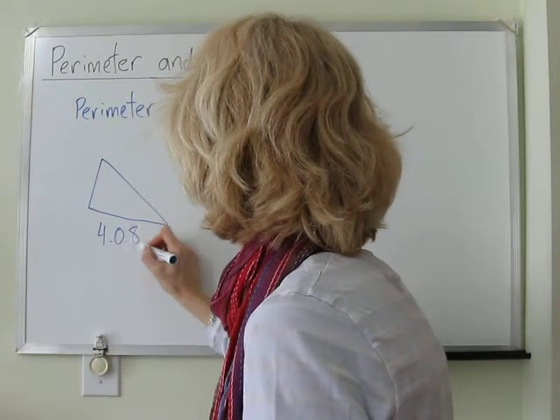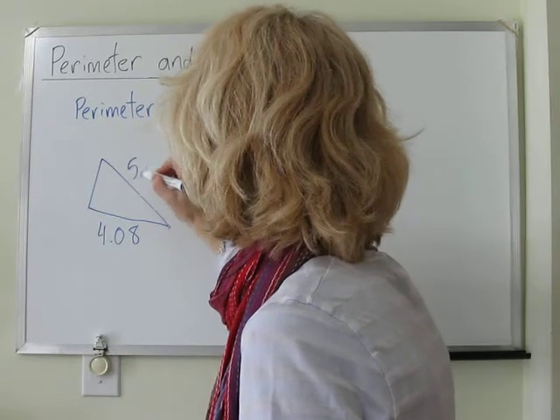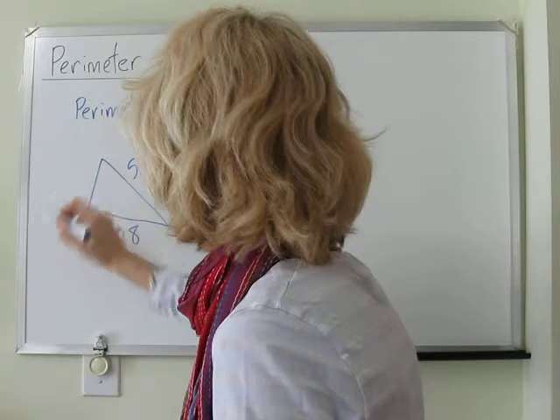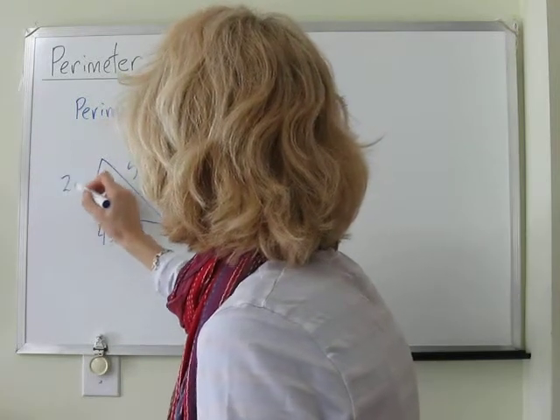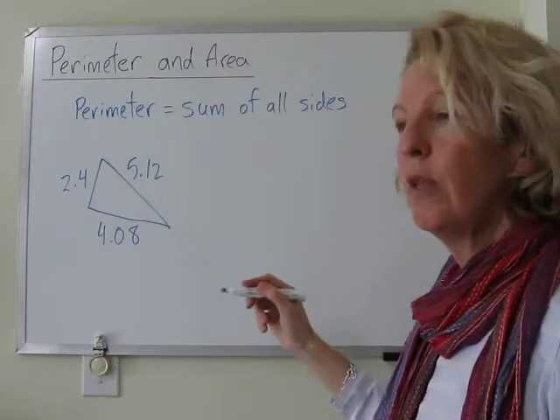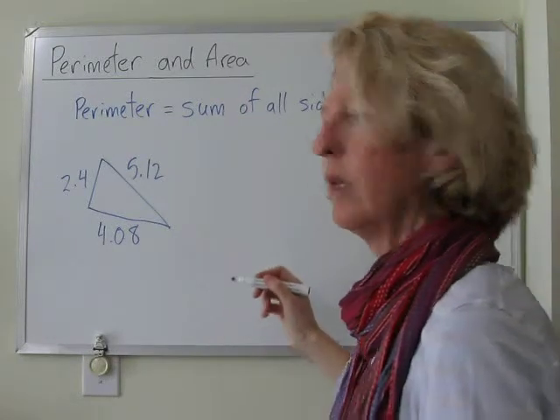Okay, say this side is 4.08, this is 5.12, and this is not a right angle. Let's say that is 2.4. So what would the perimeter of this triangle be? Well, let's add them up.